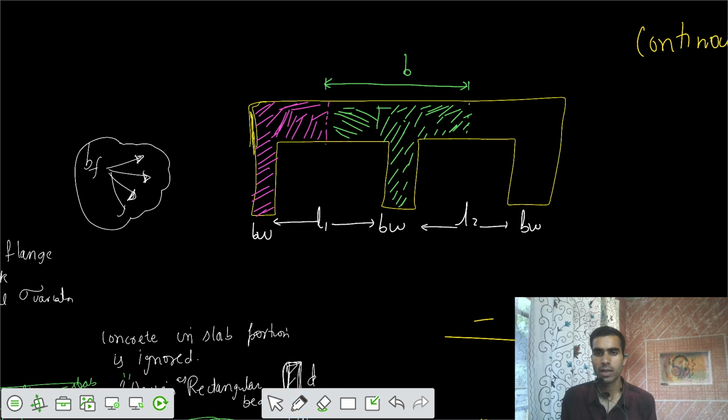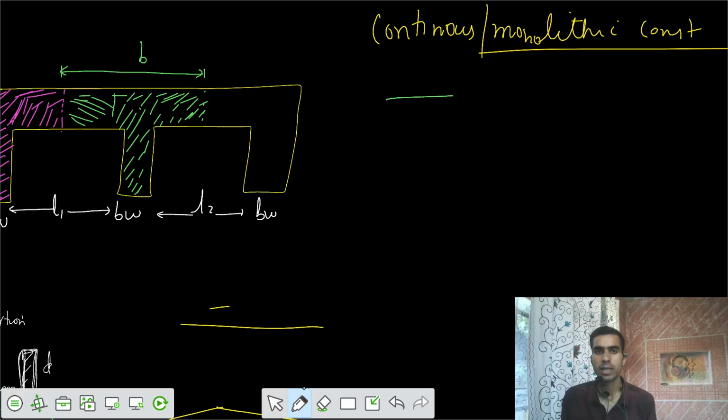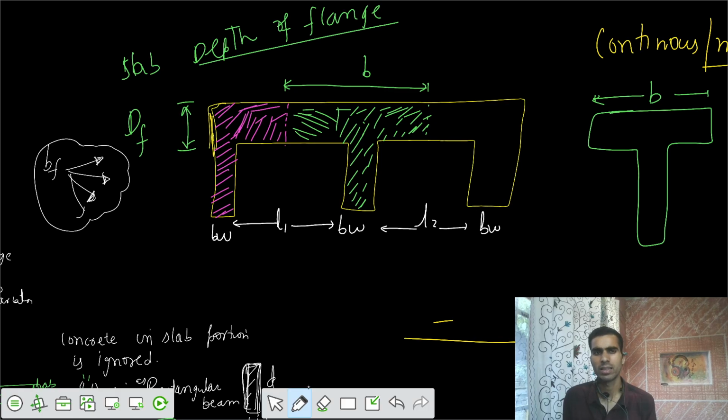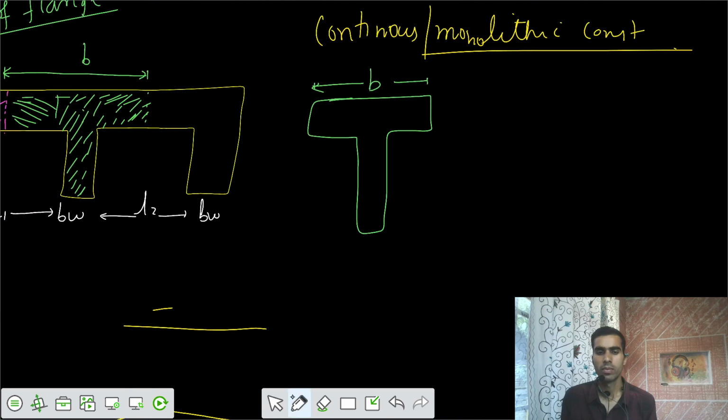Okay, now I have to define the effective flange width for this system. So let's take that outside. This is some actual width b, and there's some depth of the flange, or we can say thickness of slab. This is slab, and we call it flange. We write it as df, thickness or depth of flange. We have some bw also, but the system is continuous.